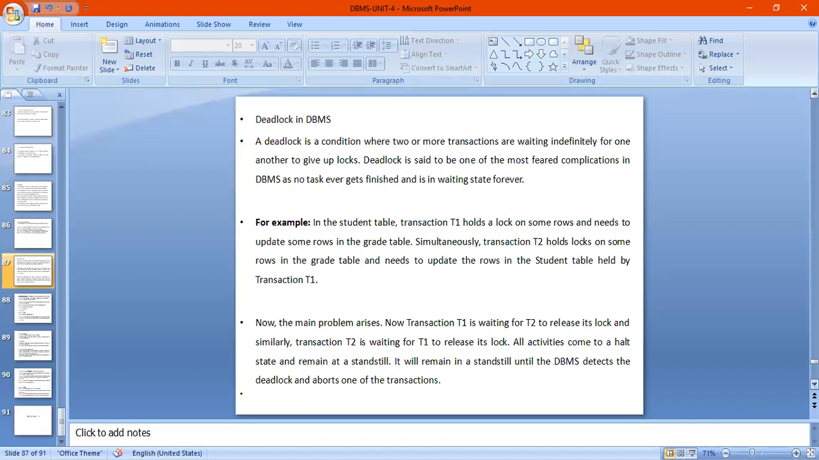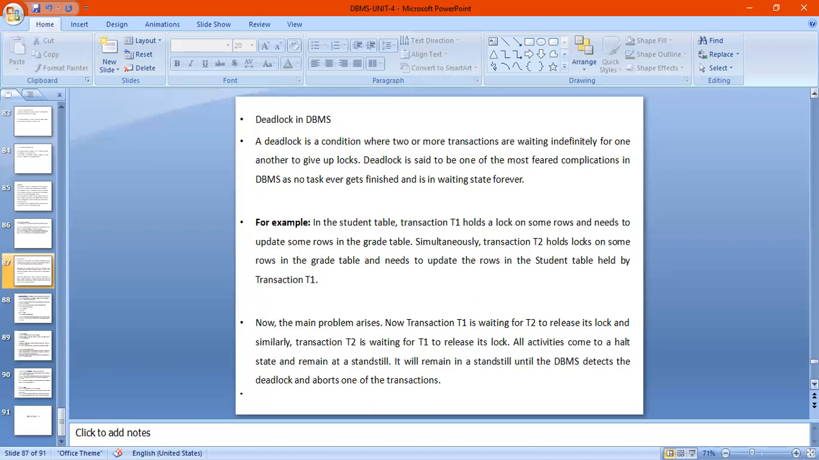For example, in a student table, transaction T1 holds the lock on some rows and needs to update some rows in the grade table. Simultaneously, transaction T2 holds locks on some rows in the grade table and needs to update the rows in the student table held by transaction T1.